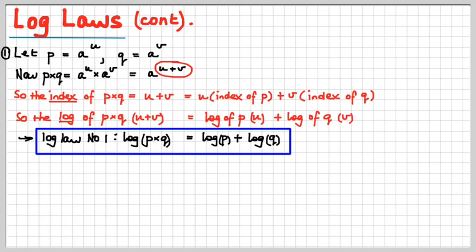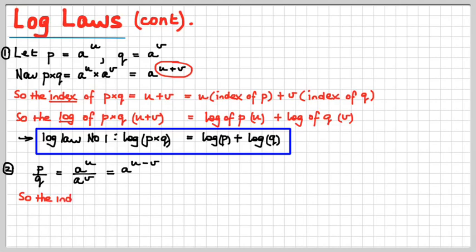Now, come on, that's just a restatement of your index laws. We're just talking about the indices and what happens to them. That's it. Here comes log law number 2, which is very similar. It's the dividing one. So if you divide p by q, which happens to be a to the u divided by a to the v, you get the result by your index laws, which you learned in year 10, is a to the u minus v.